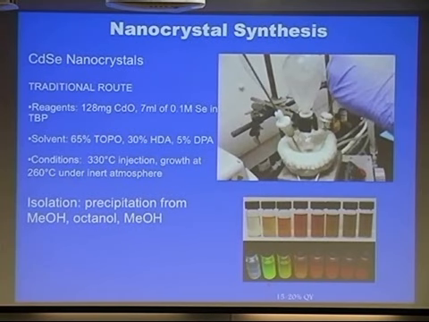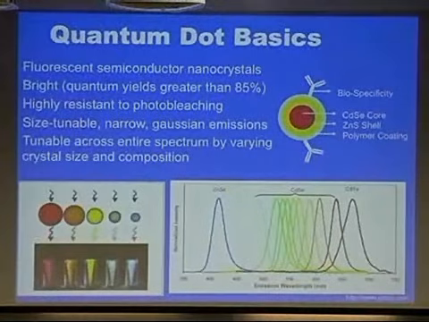And we inject the cadmium and selenium reagents here into the soup. And at very high temperatures, they make nanocrystals. We drop the temperature a little bit, and they make the nanocrystals. You stop making little ones, but the little ones that you've made can grow. Go ahead.